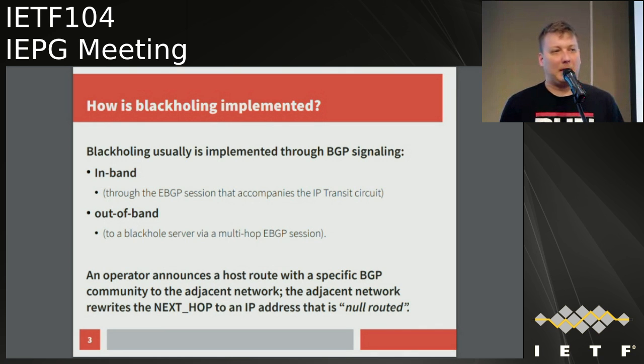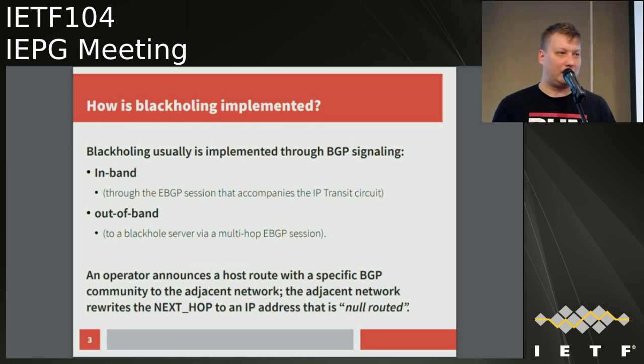Usually, blackholing is implemented through one of two methods. One is what I call in-band signaling, where on the BGP session with your transit provider, you announce a host route with a special BGP community, and that special BGP community triggers the blackholing behavior. Or a second approach is out-of-band signaling, where you have an eBGP multi-hop session towards a special route server in the provider's network, and that route server will inject a black hole into the ISP's network.